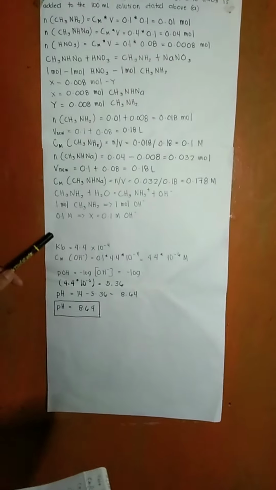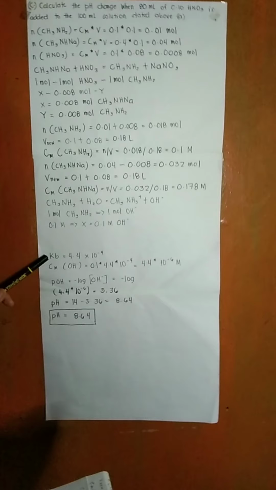Methylamine, CH3NH2, is a weak base that reacts with water according to the above equation. For this reaction, at equilibrium, Kb equals 4.4 times 10 negative 4. Cm of OH negative equals 0.1 times 4.4 times 10 negative 4 equals 4.4 times 10 negative 6 molarity. pOH equals negative log of OH negative equals negative log 4.4 times 10 negative 6.